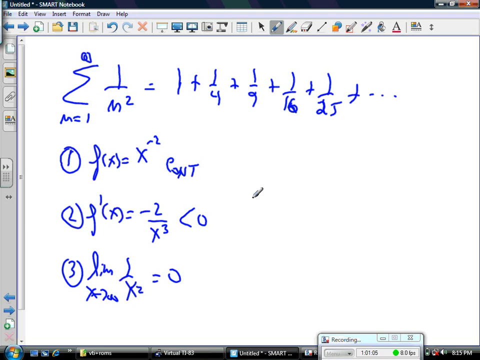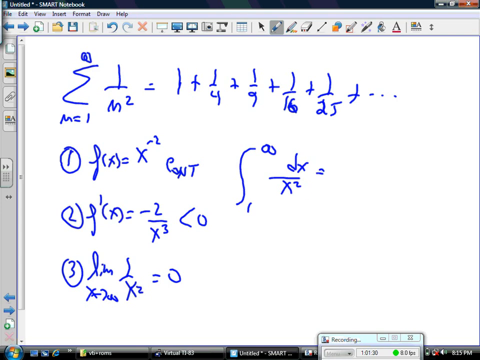Okay? So what does that mean? If the integral from 1 to infinity of 1 over x squared dx exists, so does the series. Now, they're not the same. If I get like 2 here, it doesn't mean that's 2, right? Okay.